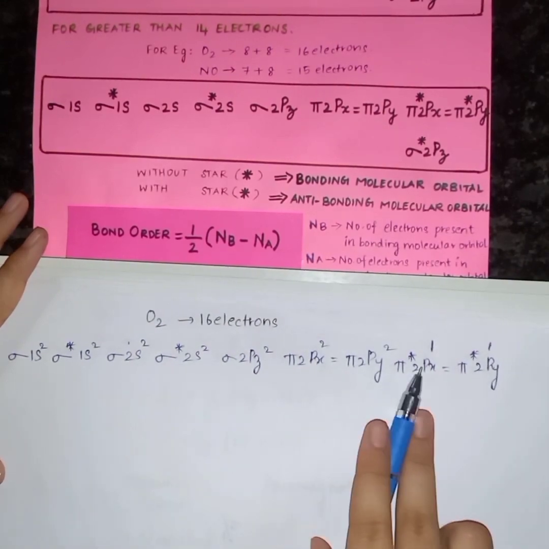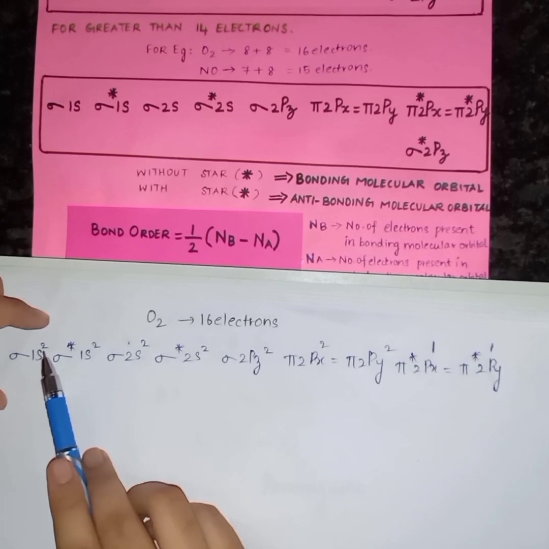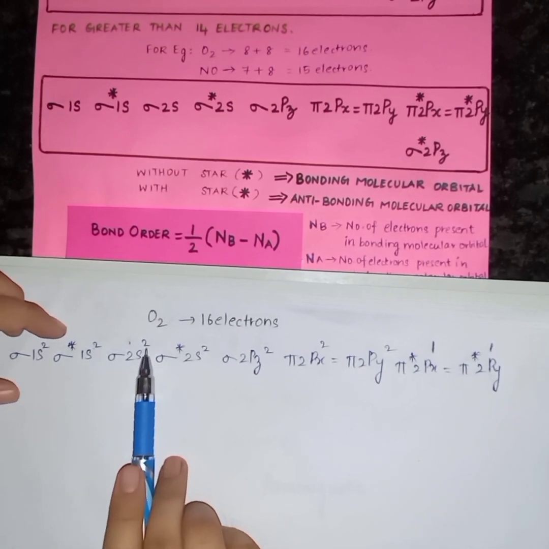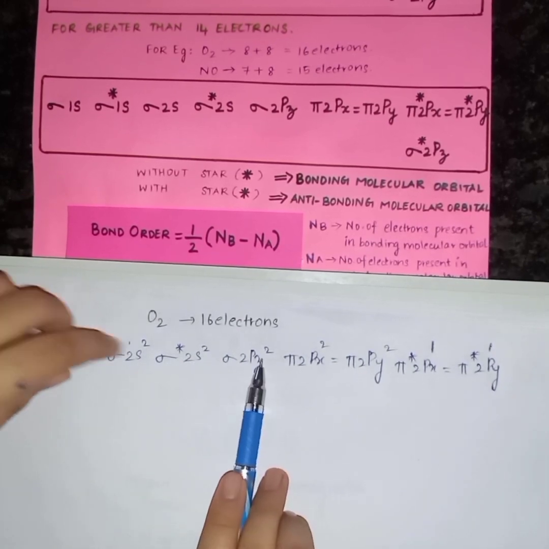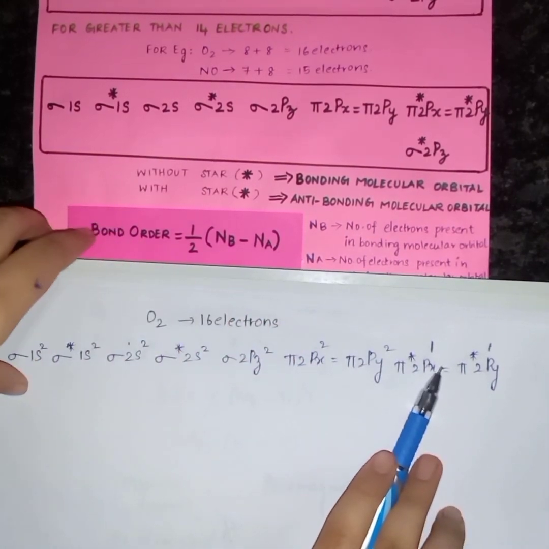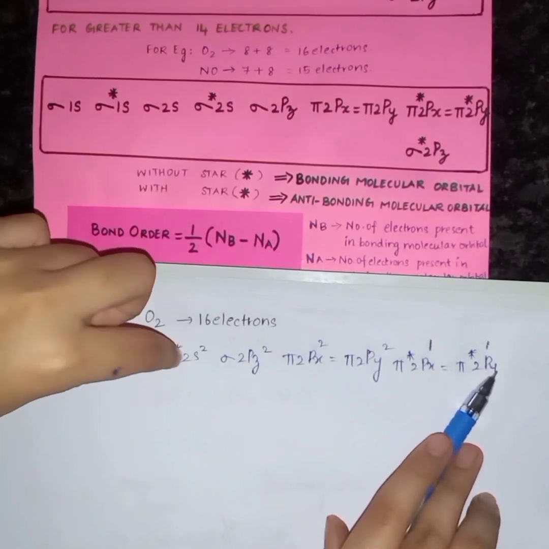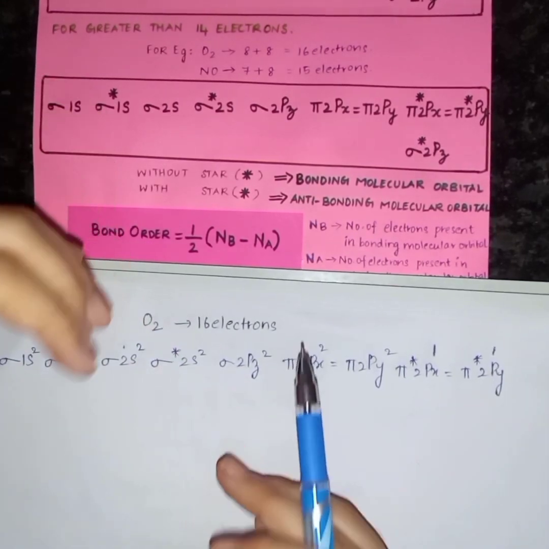After writing this configuration, you have to check the number of electrons. Here 2 plus 2, 4, 4 plus 2, 6, 6 plus 2, 8, 8 plus 2, 10, 10 plus 2, 12, 12 plus 2, 14, 14 plus 1, 15, 15 plus 1, 16 electrons. So it is matching with this electron. So what we wrote is right.